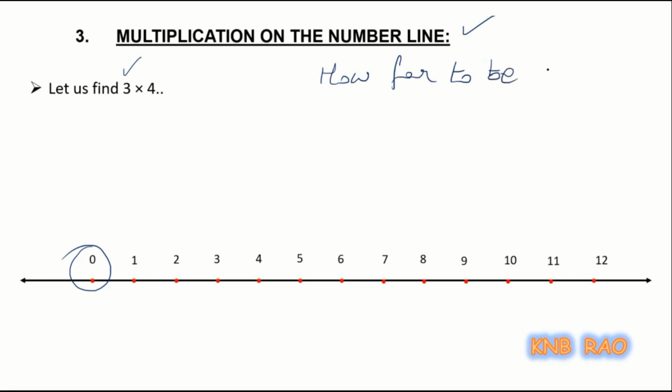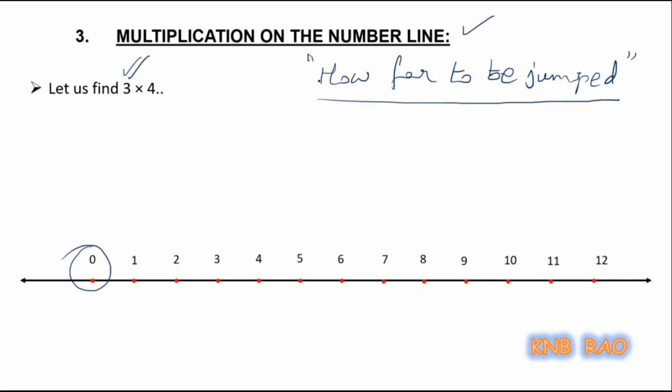to be jumped. That means one leap is of 3 units. Understood? One leap of 3 units. Either you can fix that, or you can fix one leap of 4 units. That is your choice. So one of the multiplicands gives us how far to be jumped.